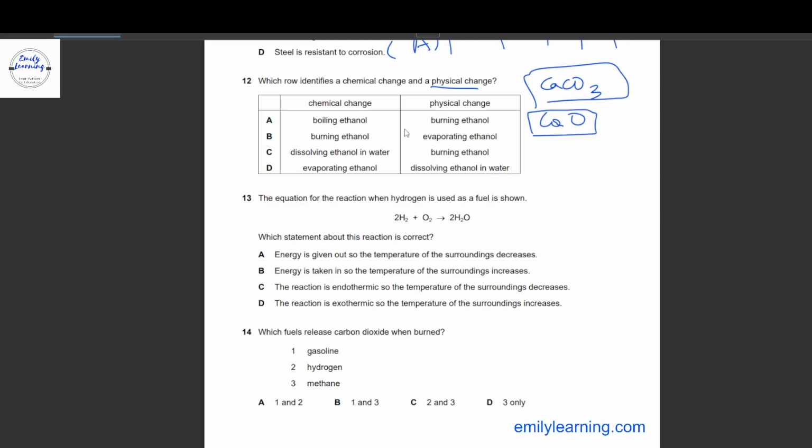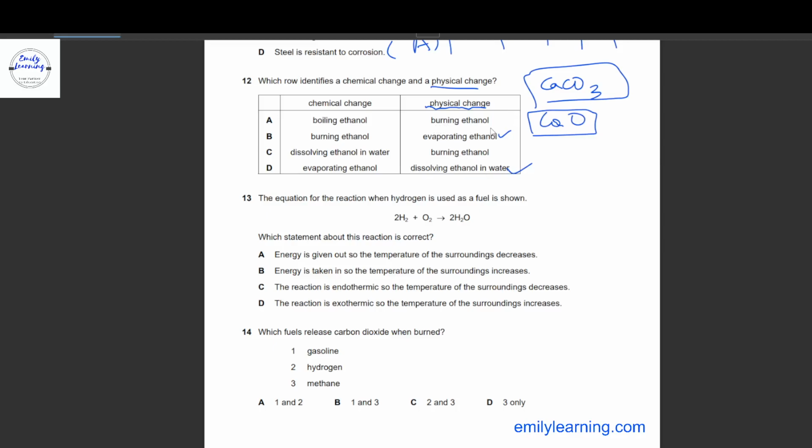So boiling, melting, freezing, condensation, all these consist of physical change. Evaporation is also a physical change from a liquid to a vapor state. Dissolving is also physical change. When you dissolve ethanol in water, it is still ethanol plus water, they are just mixed together, but there's no change. You still have ethanol and water.